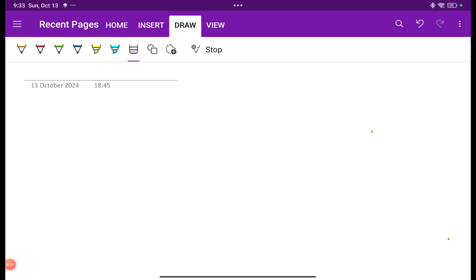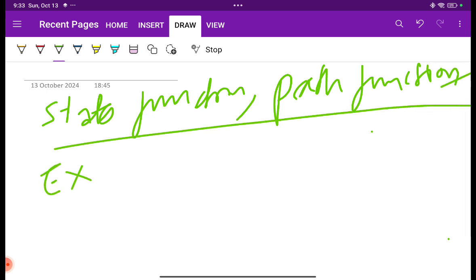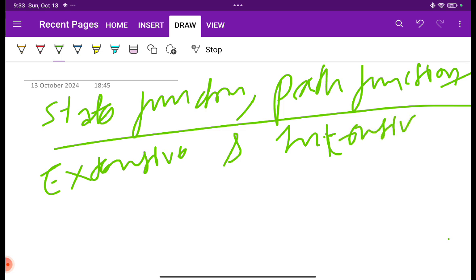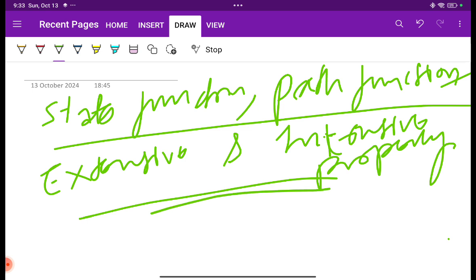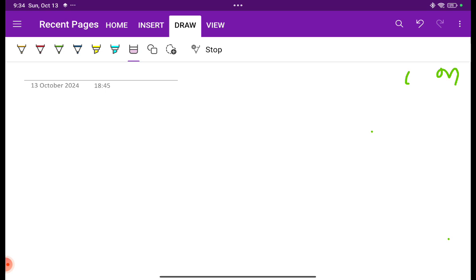So today we are going to talk about state function, path function, and extensive and intensive properties. So let's understand what is state function and what is path function.